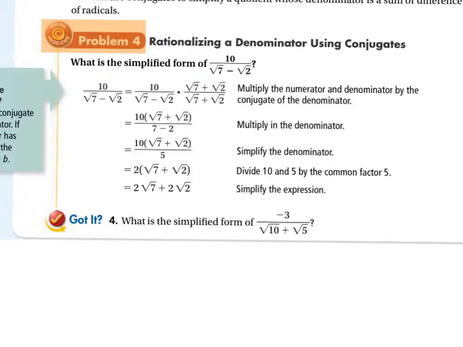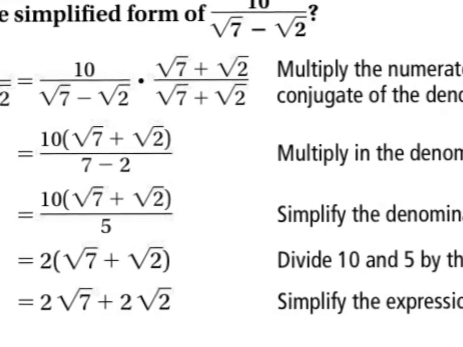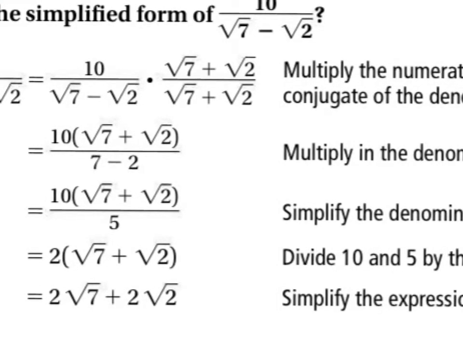So what we can do to get rid of that, as long as you multiply the numerator and the denominator by the same thing, you're going to get an equivalent fraction. So on problem 4, if you look at what they did here, they just multiplied by the conjugate. They've got square root of 7 minus square root of 2. So they just multiplied the numerator and the denominator by square root of 7 plus the square root of 2.